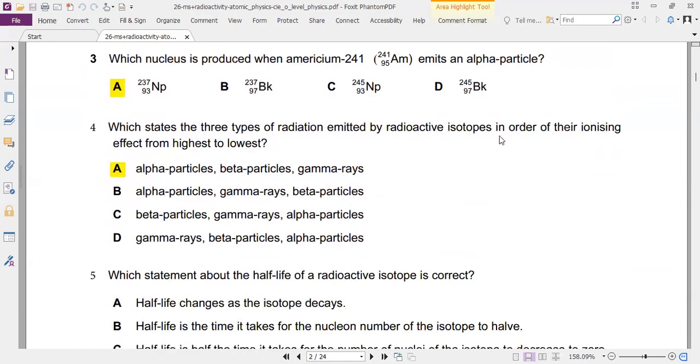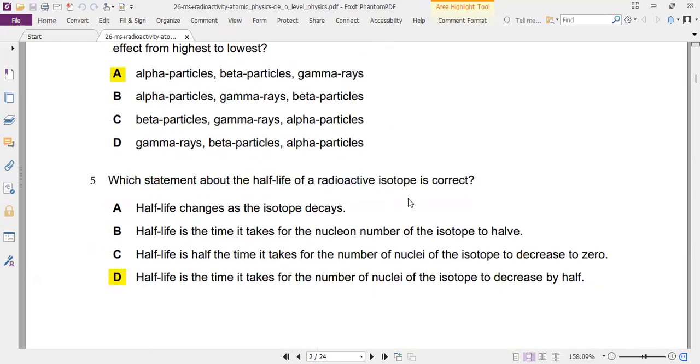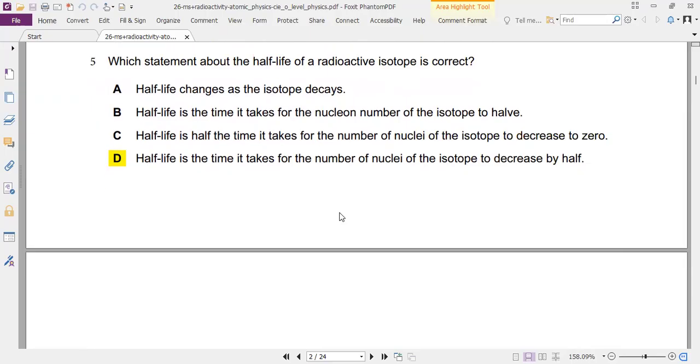The 3 types of radiation in order of ionizing: alpha particles are maximum ionizers, then beta, and then gamma. Half-life is the time it takes for the number of nuclei to decrease by half. That's by the definition.